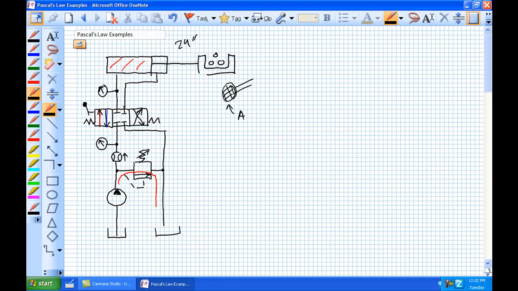Okay, now we want to go ahead and retract our load. What's going to happen? We're going to go ahead and move ourselves to the cross-connected position where pressurized flow enters this end, the rod end, and it can dump the cap end flow to the tank.